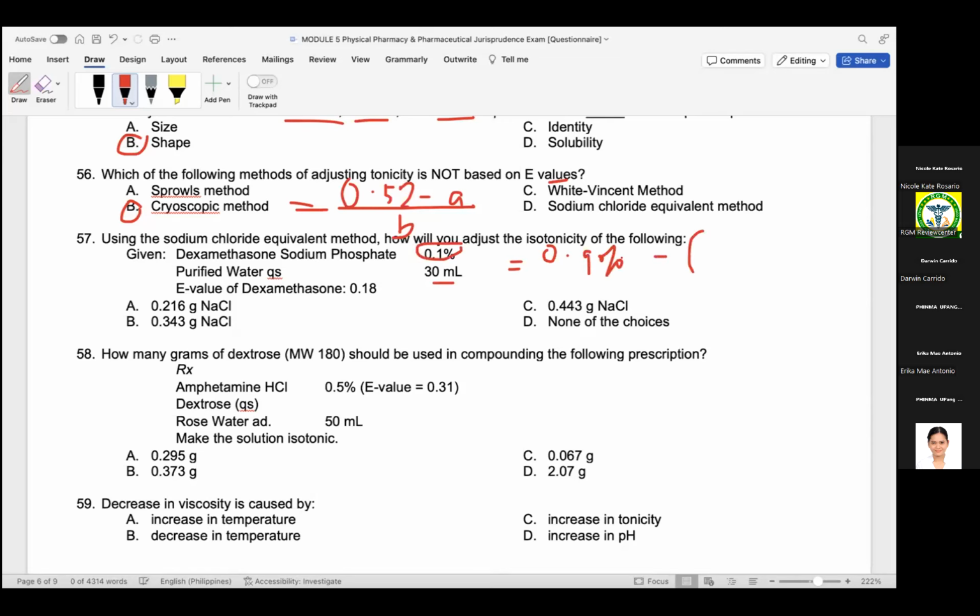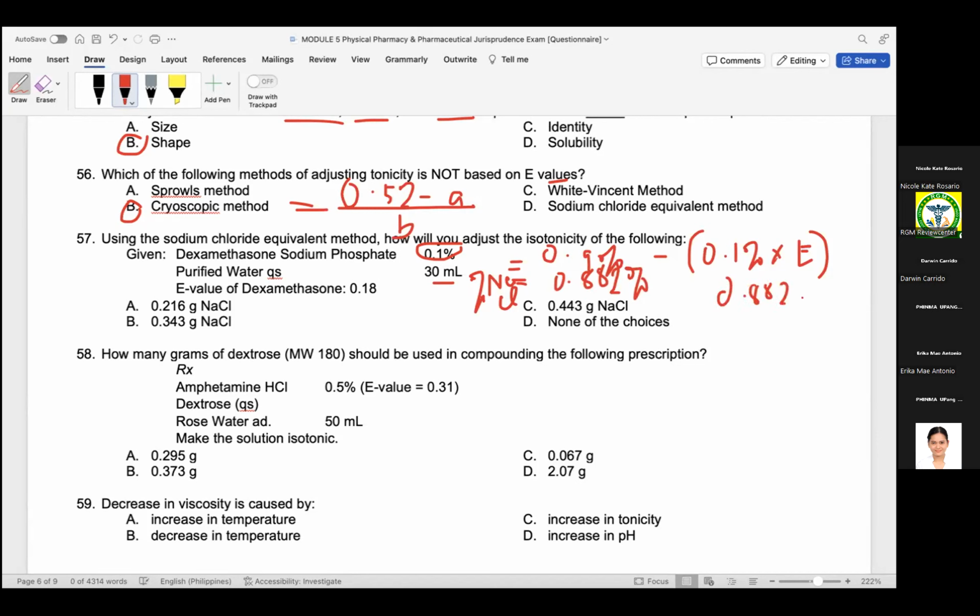Wala kang pencil, no? Kaya ganito ako magsulat sa screen. So 0.1% times E-value. What is the answer? 0.1 times 0.18 is 0.018. Subtract it from 0.9. The answer is 0.882%, which means 0.882 grams of sodium chloride in 100 ml.